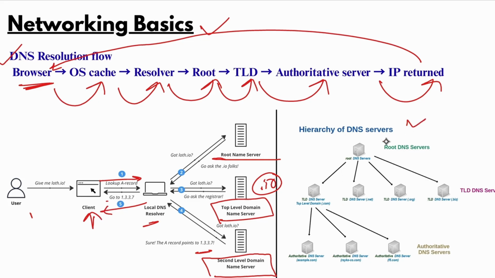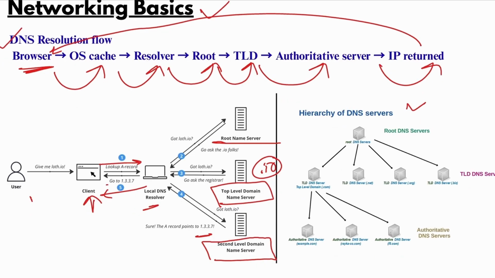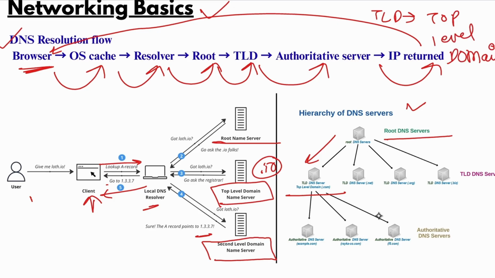You can also see the hierarchy of the DNS servers. First of all we have the root DNS server. From the root DNS server we have the TLD, the top level domain DNS. Here you need to understand what is meant by TLD. It's a very simple full form: top level domain. We have things like .com, .net, .dev, and all of these come under the top level domains.